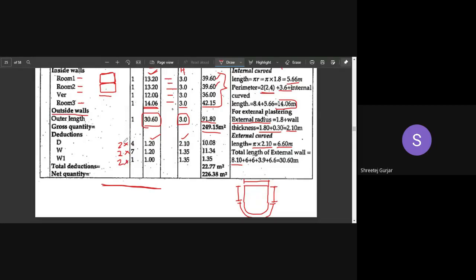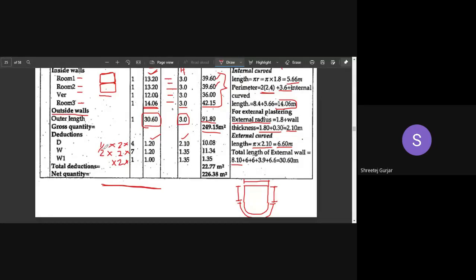Each of my door, window, and ventilator will have 2 surfaces, right? We plaster internally, we plaster externally, so we have to multiply by 2. But in the IS code, IS 1200, which I have shown, it says that we have to deduct only 50%, only one surface. So I have to multiply all of this by 1/2. That is only one face we have to deduct.